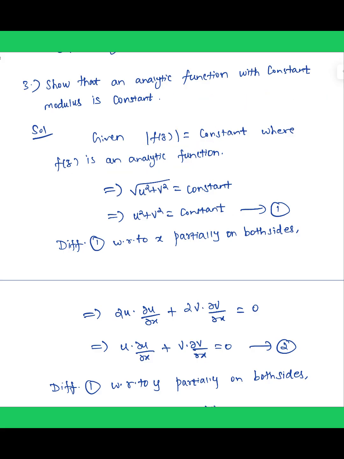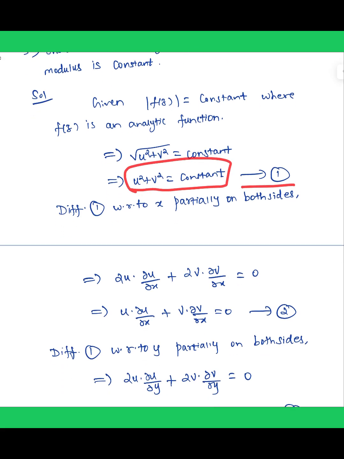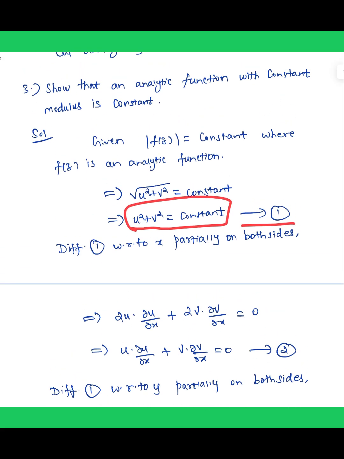Now when you take the modulus of u + iv, this is nothing but the square root of u squared plus v squared, which is constant, or u squared plus v squared equals constant. Name it as equation number 1. Now we need to prove that this analytic function with constant modulus is going to be a constant.